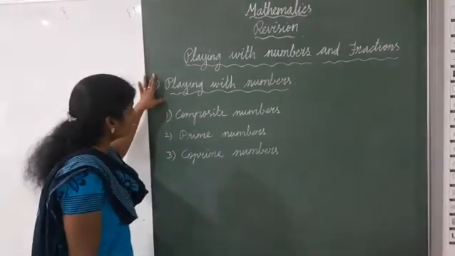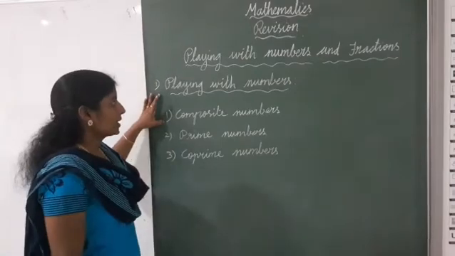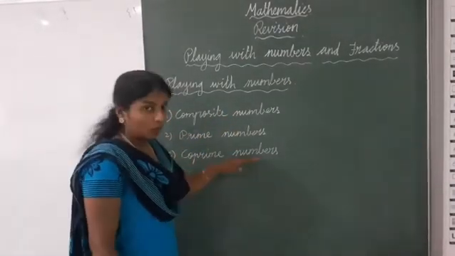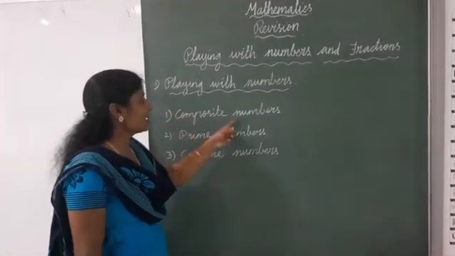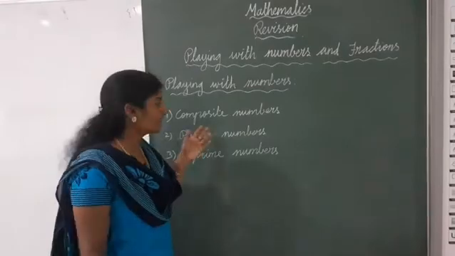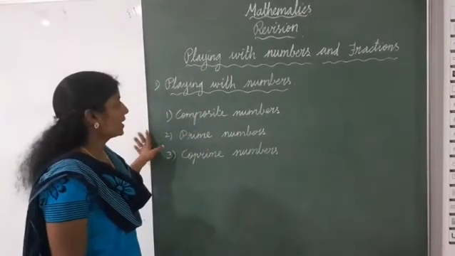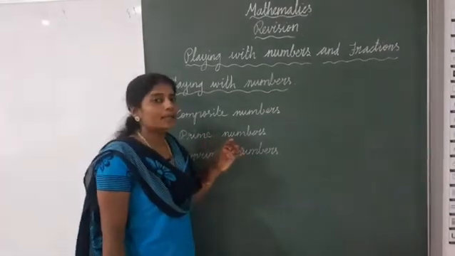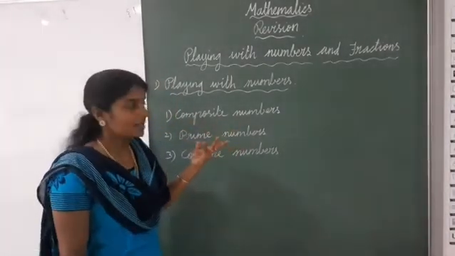We have types of numbers: composite numbers, prime numbers and co-prime numbers. Already we have learned about these numbers, isn't it? Can you say what is a composite number? A composite number means more than 2 factors, isn't it?